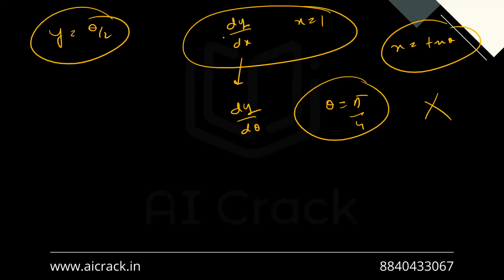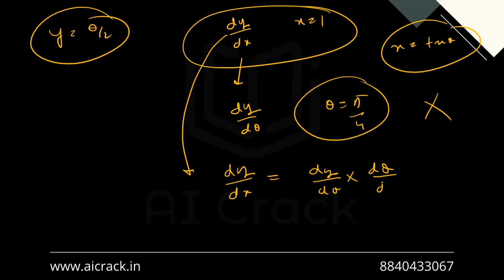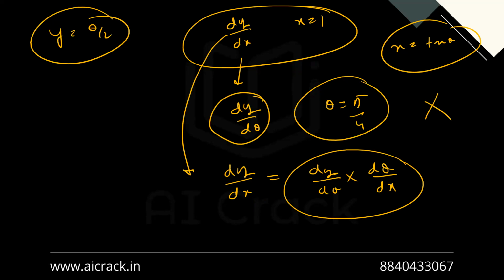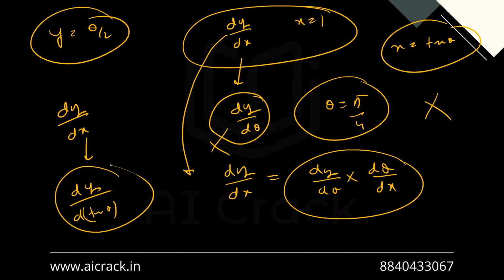Second approach would be, you can modify this one. dy by dx can be written as dy by d theta multiplied by d theta by dx. Now in this case, you'll get the correct answer, right? So you don't have to do this. You have to use the actual substitution. When we are saying dy by dx, we have to replace x over here. That would give us dy by d tan theta and not d theta, right? So this is wrong. You have to do this one or this one.